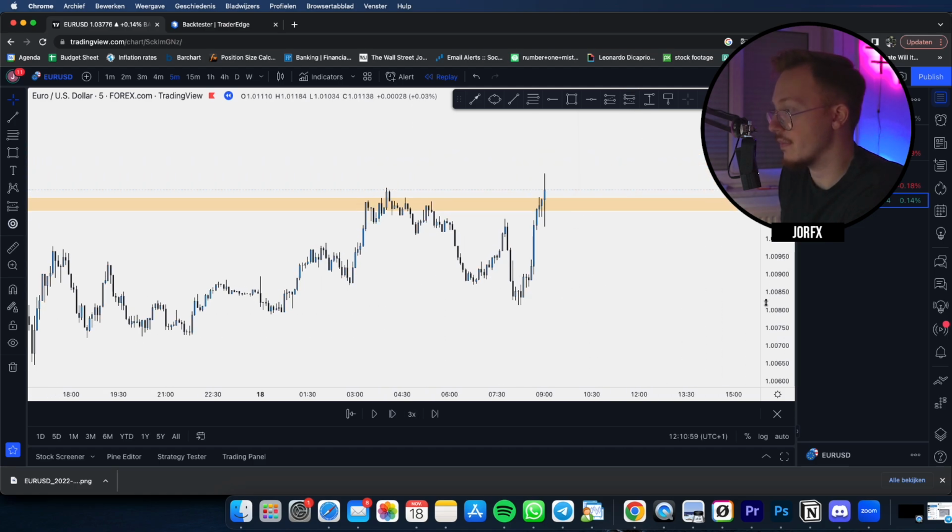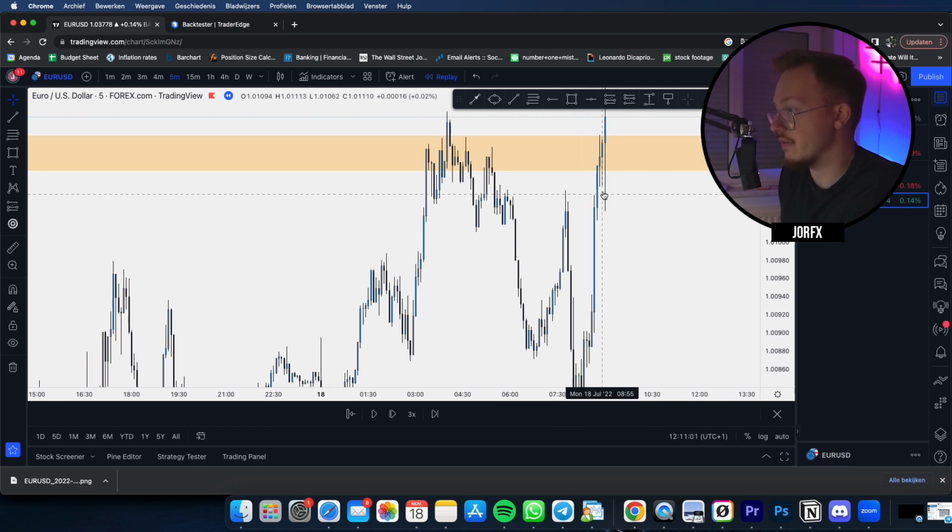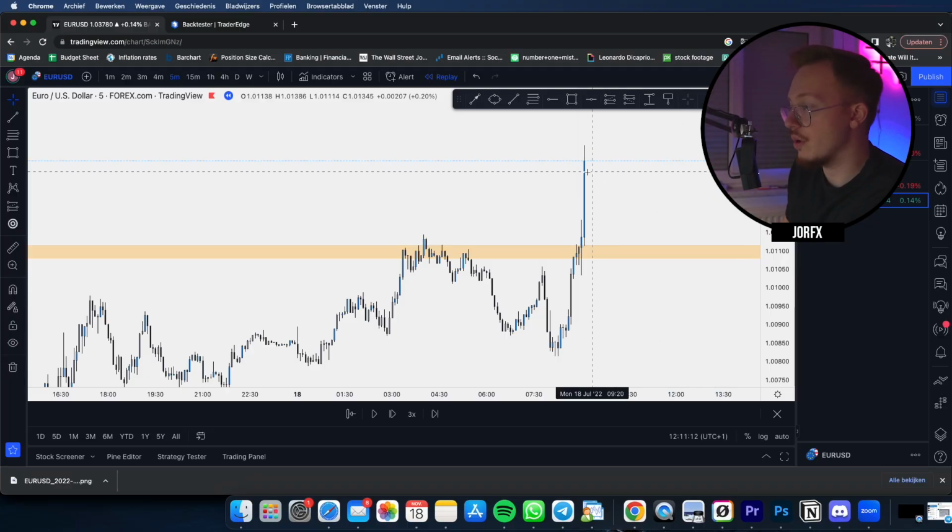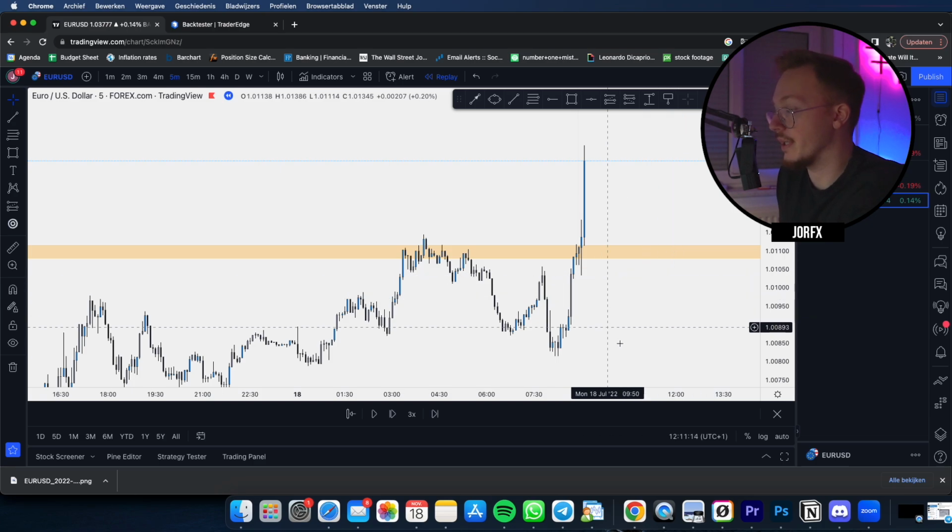Okay, what can we see? London Open tapped in this fair value gap, did not fill in this fair value gap. Major volume in the market. So what do we want to see right now? We want to see a pullback. If it is not going to give me that pullback, I'm not taking the trade, guys. That's as simple as it is.